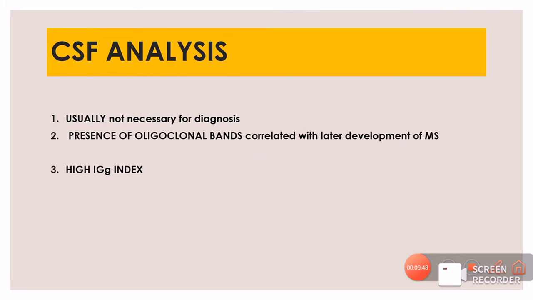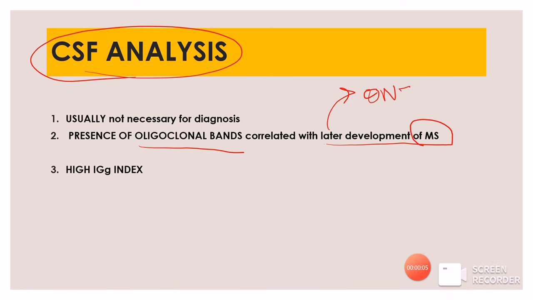So another thing that we do is a CSF analysis. CSF analysis is usually not necessary for the diagnosis of optic neuritis. However, presence of oligoclonal bands is actually correlated with the development of MS. Now this was told to us by the optic neuritis treatment trial. And the other thing is the high IgG index. Now the presence of oligoclonal bands actually does not give a stronger risk for MS as compared to dissemination in time and dissemination in space, and therefore CSF analysis is not as important as neuroimaging is.